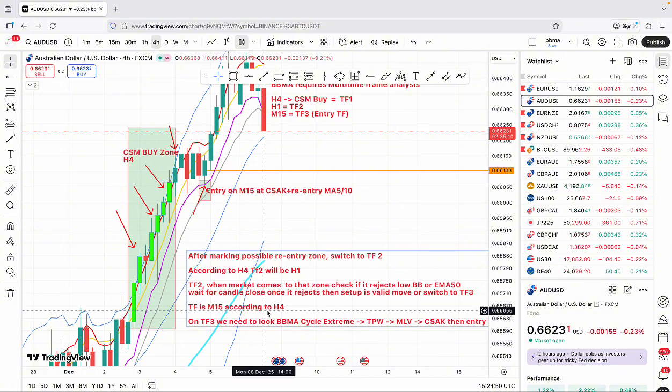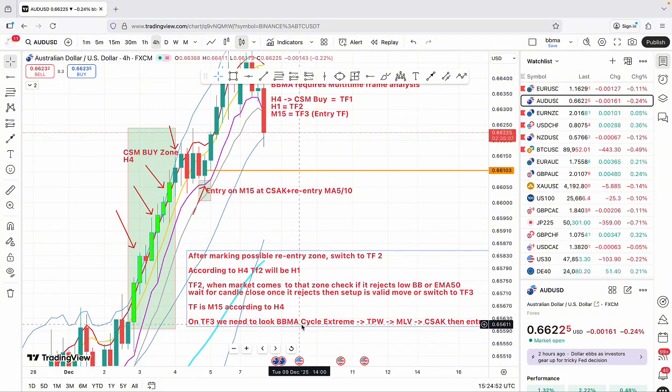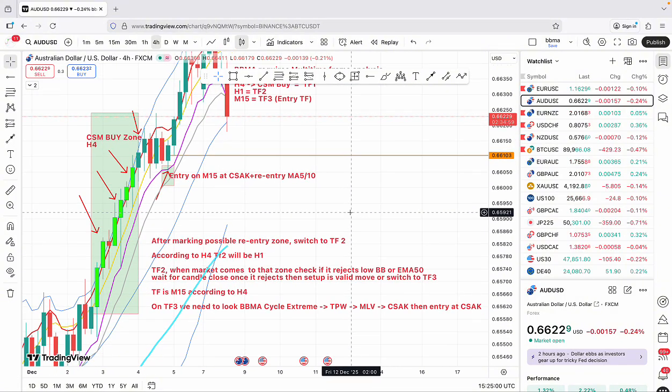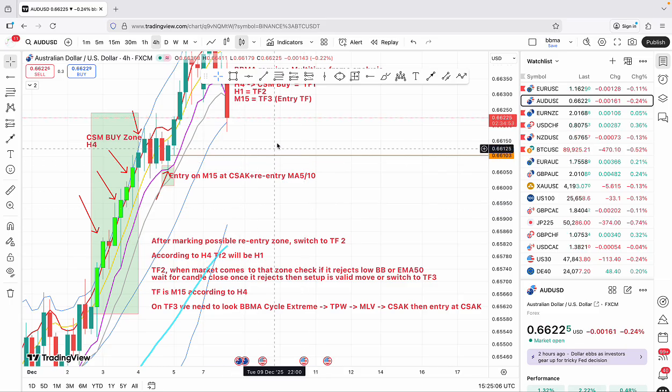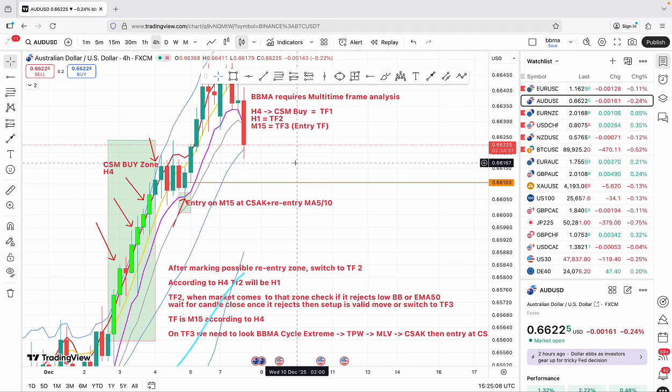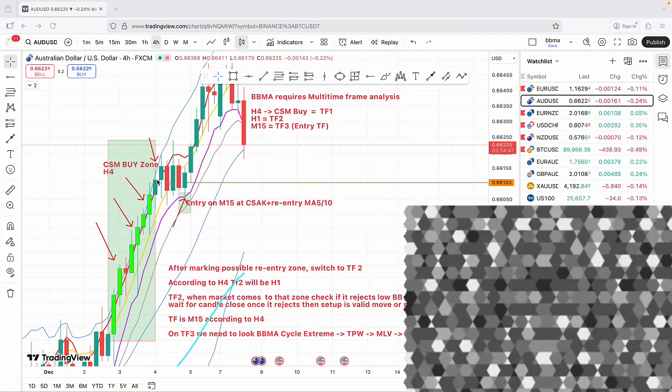Then in time frame 3 you find CSAK buy or CSAK sell, or you look for the BBMA complete cycle. If you don't know what a BBMA complete cycle is, you can watch my old videos. I have shared the BBMA complete cycle. So it will form extreme, TP, MLV and form CSAK. You need to enter at the CSAK level. I think I have explained this as well.